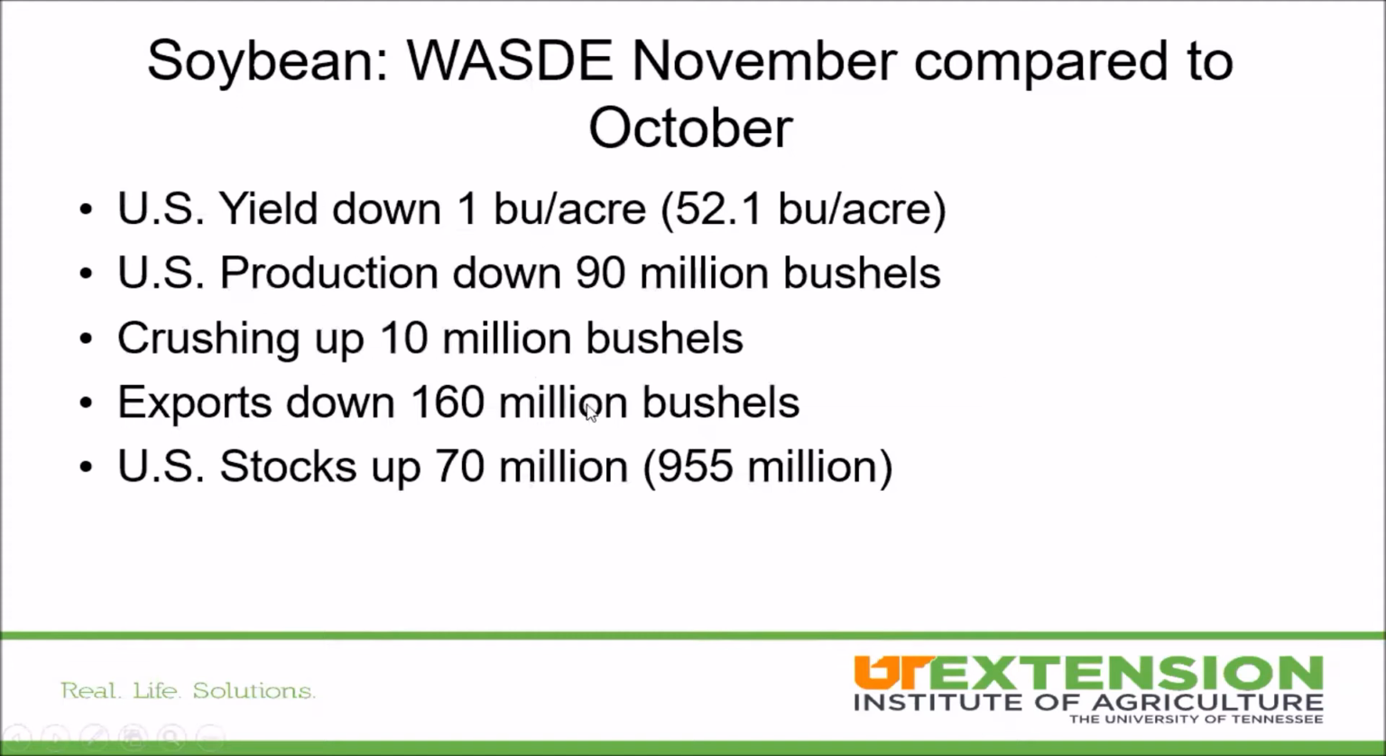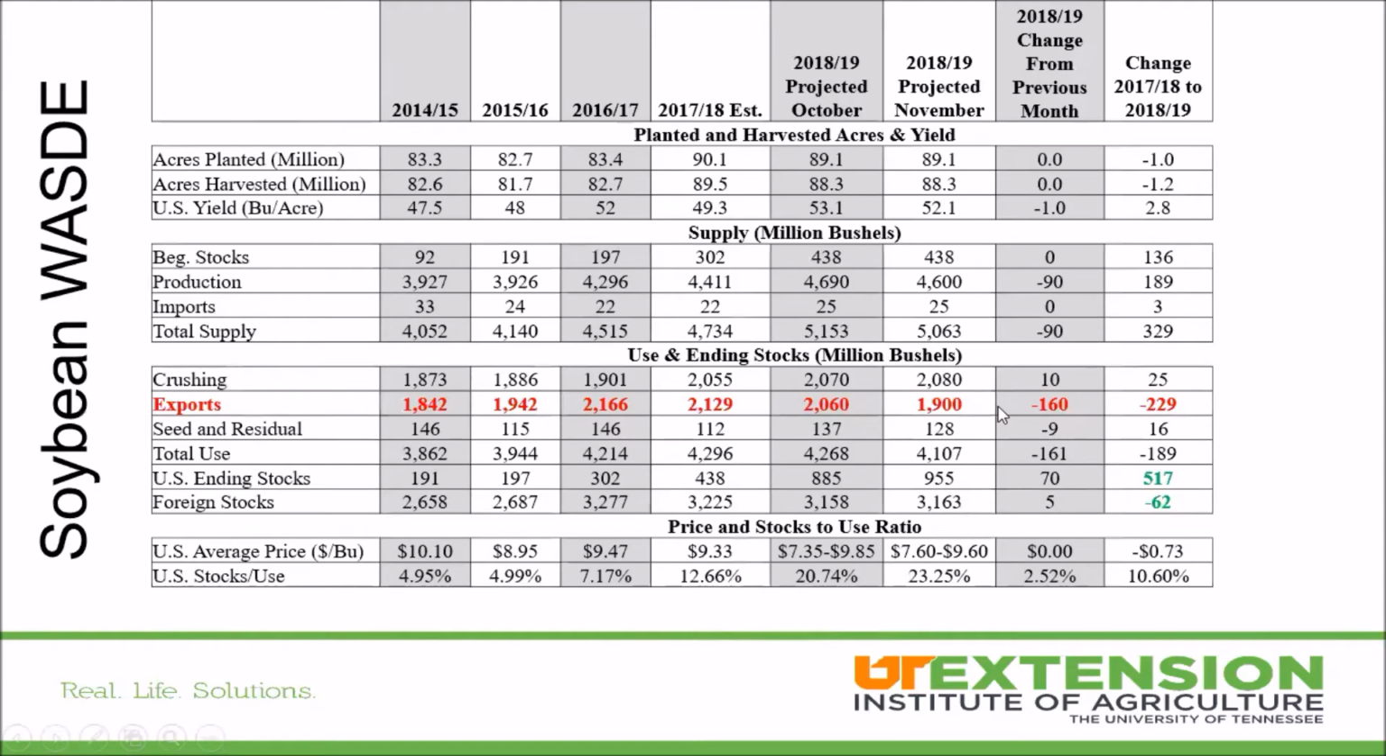U.S. production down 90 million. Crushing has remained very strong. That's a real positive in the soybean market. Exports down 160 million bushels. That's a pretty good sized revision, but the market was largely anticipating that due to the continuing issues that we've seen with China. And then U.S. stocks up 70 million bushels to 955 million bushels. That stock number is really something that is a little bit concerning. Yes, inability to export significant quantities to China is definitely detrimental to the market, but we've really continued to increase that U.S.